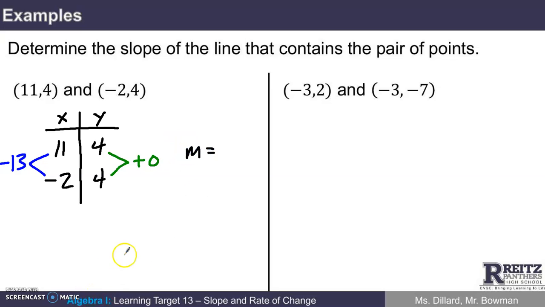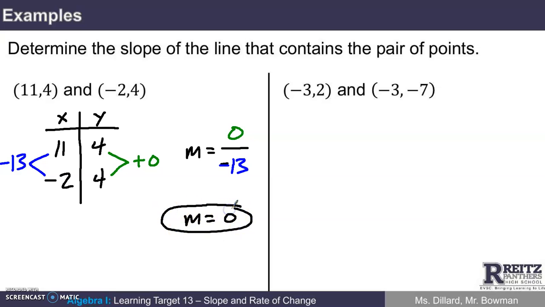So my slope is 0, positive 0 is 0, isn't it? Divided by -13. What's 0 divided by any non-zero number? Yeah, it's just 0. This line has a slope of 0. And for Mr. Slope Guy, that actually means that this is a horizontal line. This line has the same y value for every point on it.